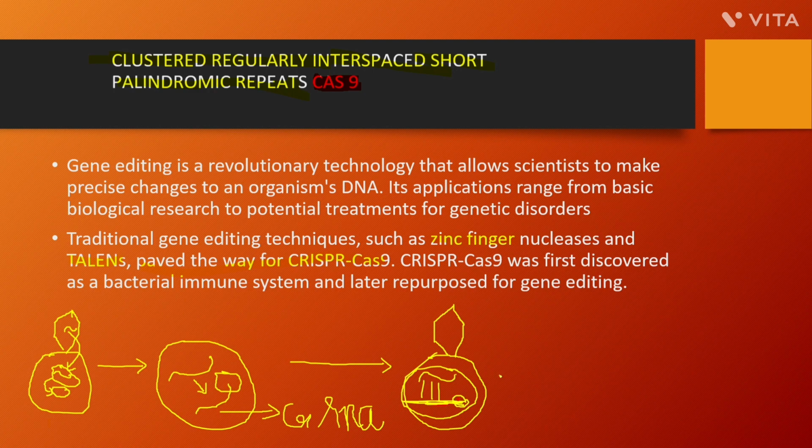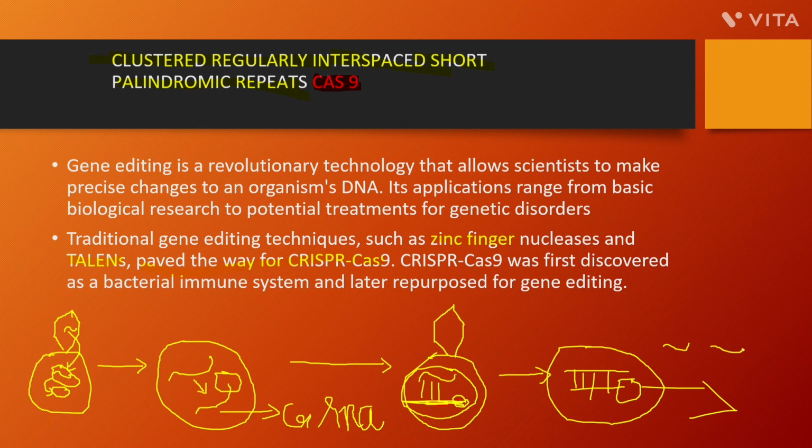Now what will happen next? Since both the sequences are complementary, they will form an RNA-DNA hybrid. As soon as this RNA-DNA hybrid is formed, the Cas9 protein, which was attached to our RNA, will cleave the viral DNA and try to destroy it.